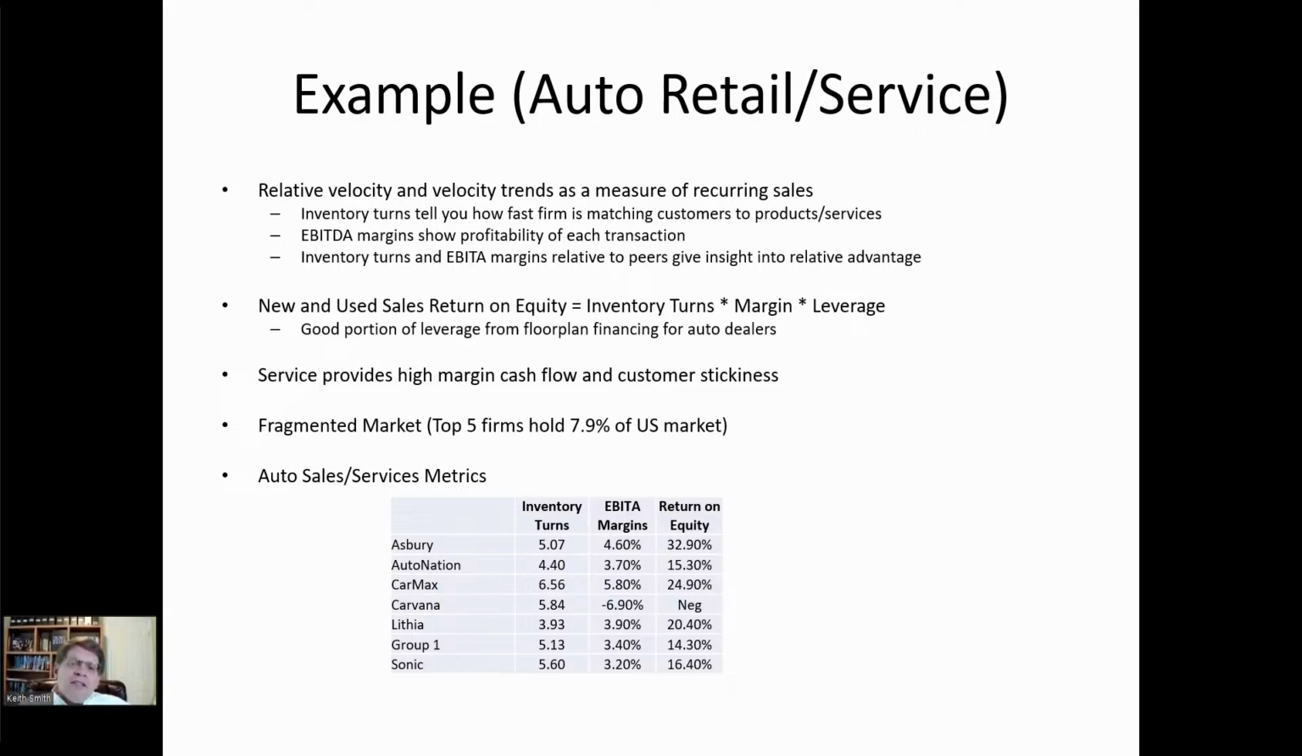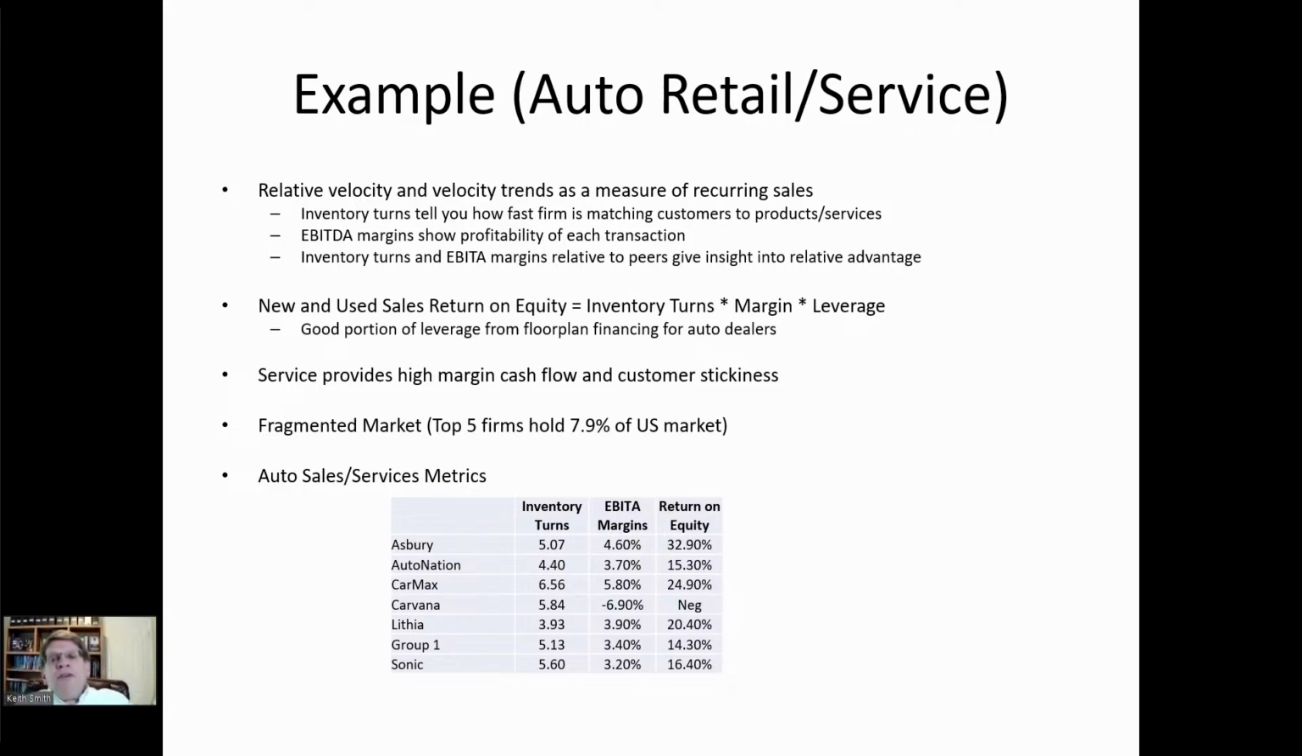Carvana does have some very specific things, I think, that could allow it to continue to be okay, because their focus is more on less than prime and subprime customers, and their experience is a quantum leap above the traditional used car sales situation. So that's going to help them. But in any case, this gives you some idea of how all that plays out.